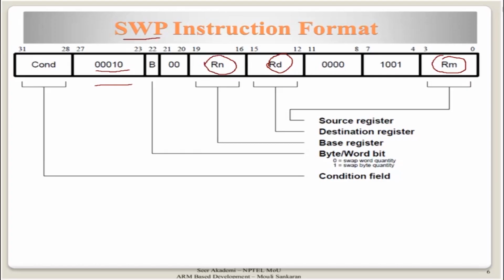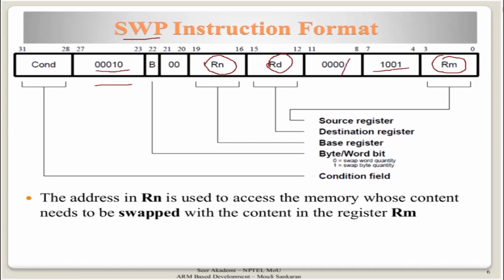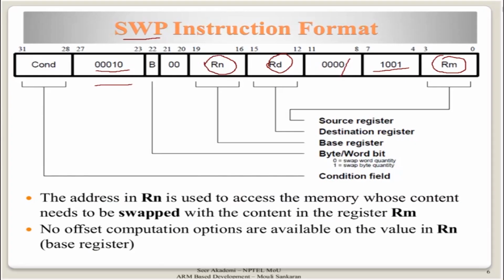So effectively this is the format. These are all reserved values. Now I think everything is clear to you from the explanation. So Rn is the base register whose memory value is getting swapped. Let me write it again for you to recall. Rm is written into Rn's memory location, and what was there in Rn's memory location goes into Rd.